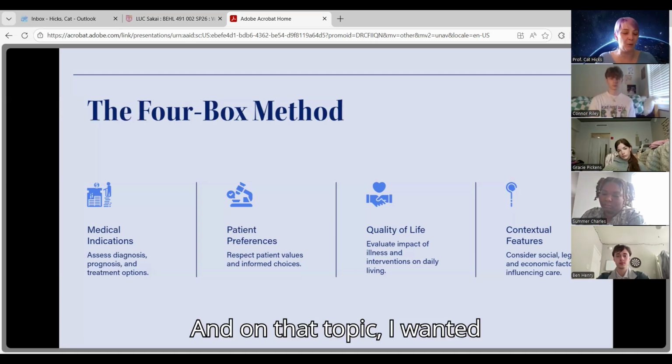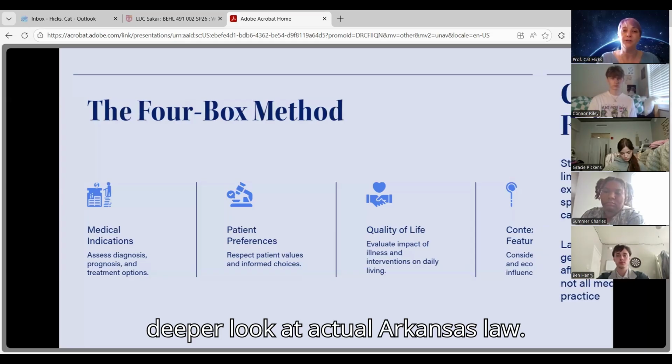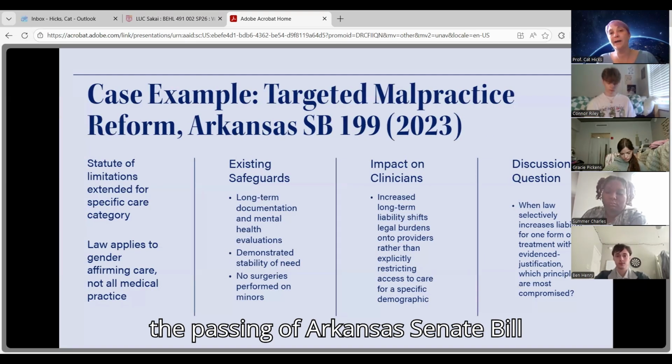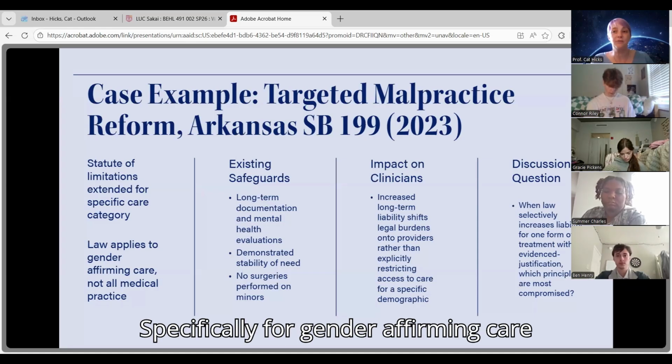And on that topic, I wanted to include a case study to kind of give you guys a deeper look at actual Arkansas law. So here in 2023, we saw the passing of Arkansas Senate Bill 199, which targeted malpractice reform specifically for gender-affirming care in minors.